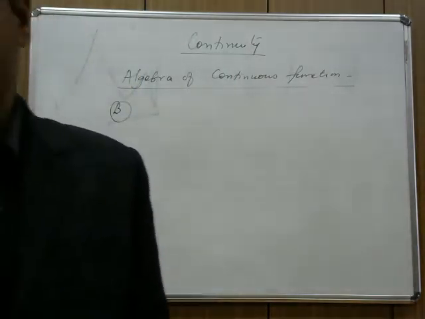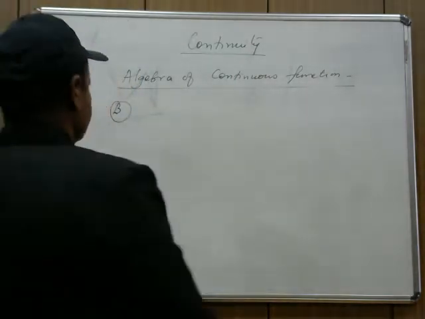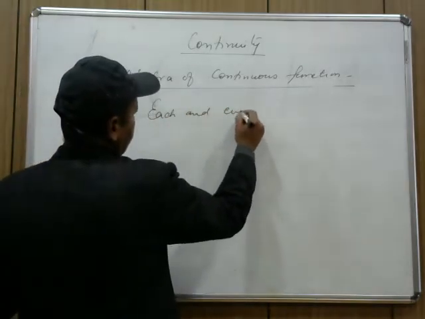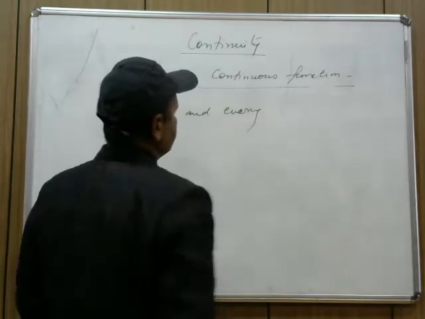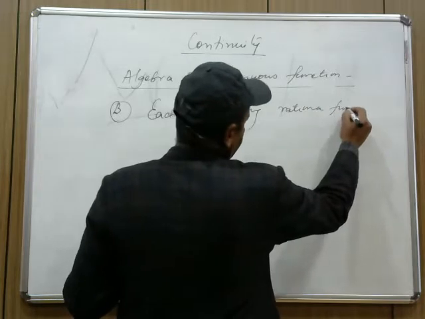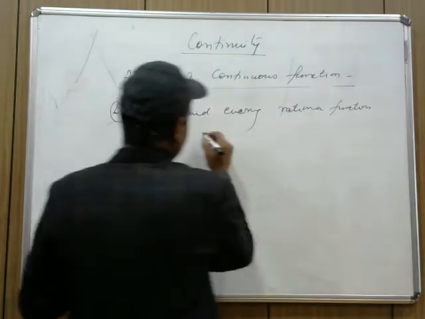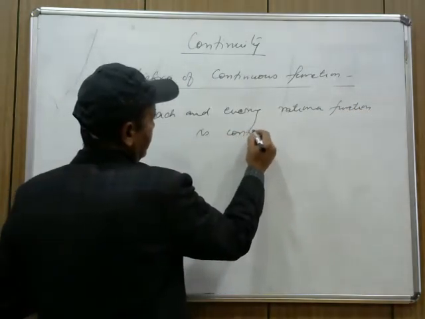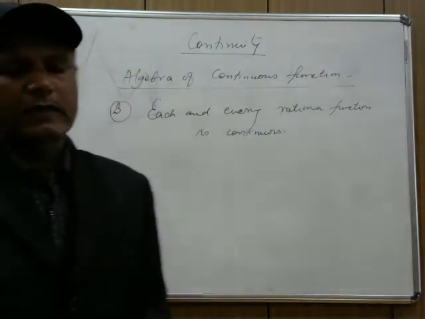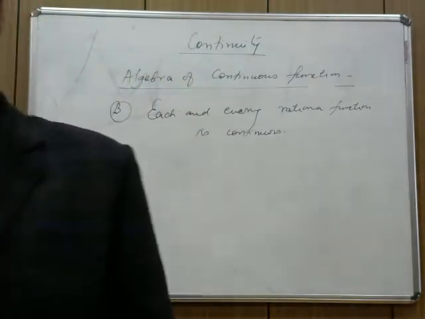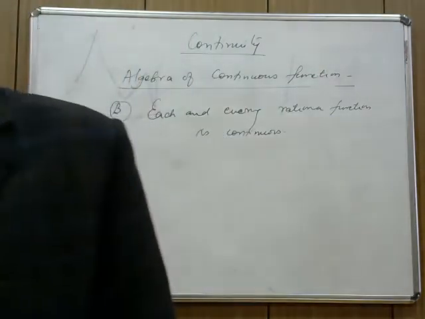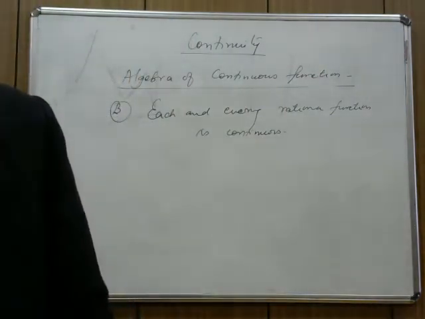Each and every rational function is continuous. Every rational function, if you write f of x equal to 2x plus 3, 3x plus 4, 3x minus 5, something like that. That's why every rational function is continuous.